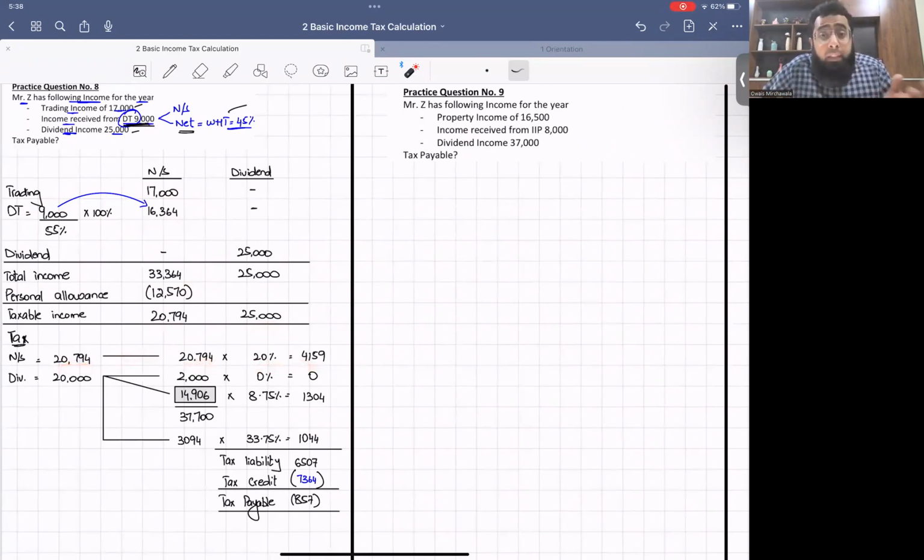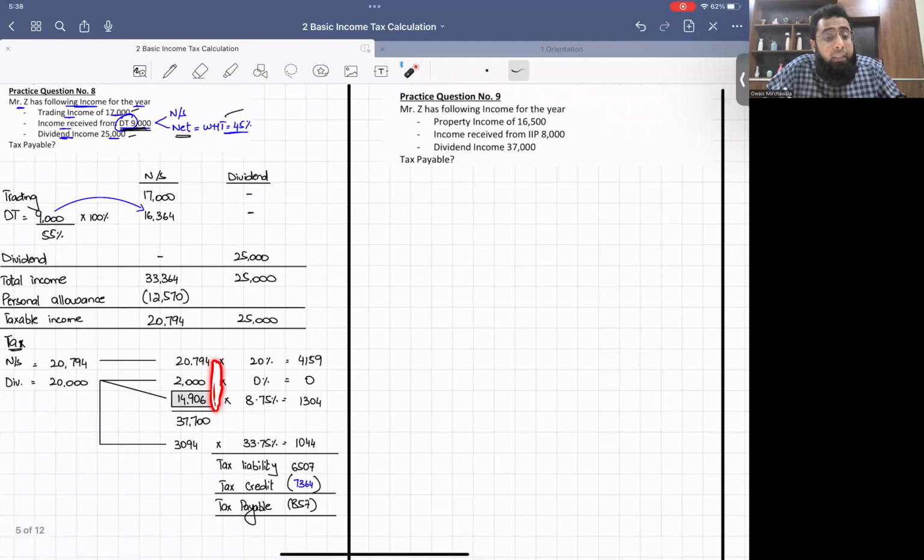20794 goes at 20% because the basic rate band is 37,700. Then the first 2,000 goes at 0%. Look at the basic rate band's remaining space. This goes at 8.75% and the remaining dividend goes in the higher rate band. Okay. So except for the discretionary trust line, everything which you did was already discussed in the previous class.